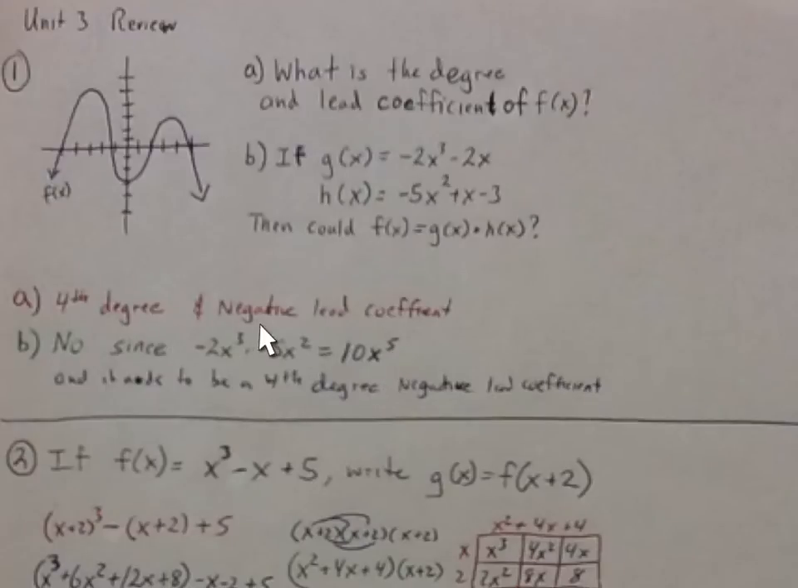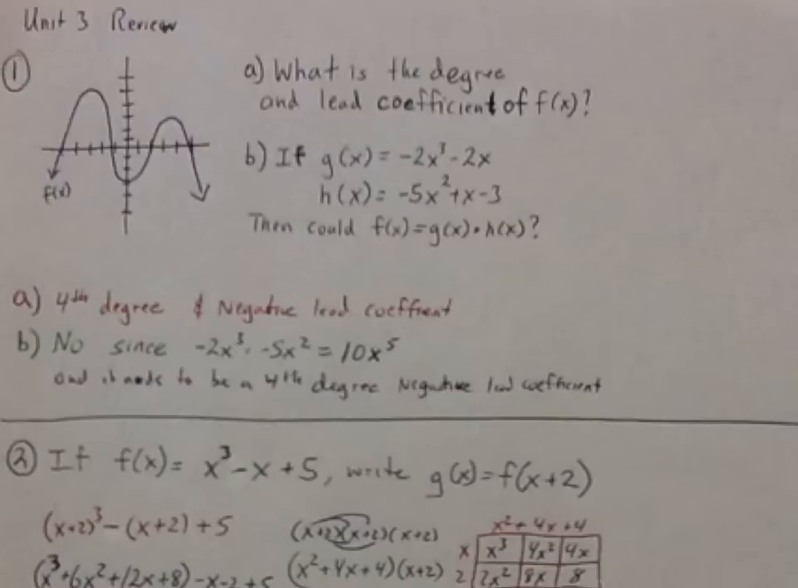degree. Since this is a negative lead coefficient and a fourth degree, there is no way when you multiply these it would become your f of x, this graph. So there is not a possibility because the positive lead coefficient in the fifth degree does not match what the f of x is.